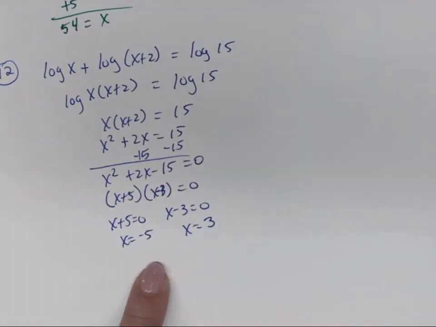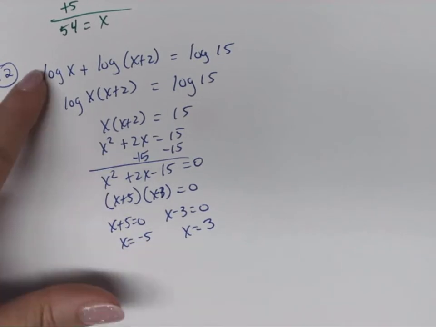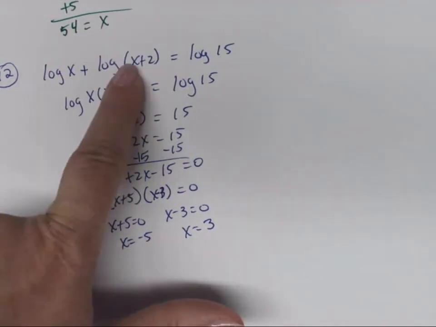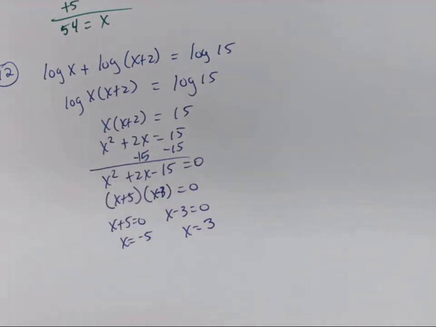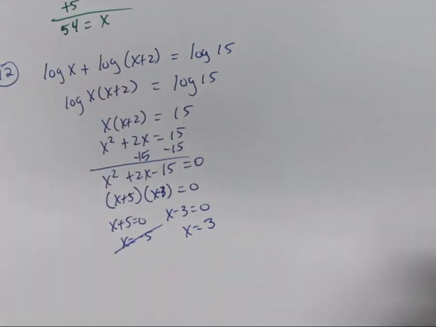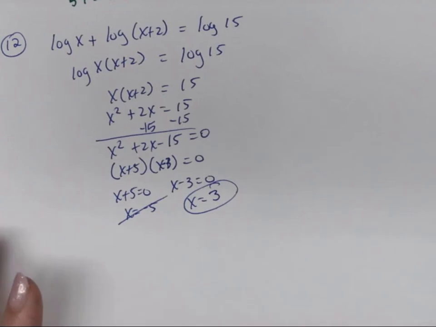Now this is where you have to remember your log rules. You can't take the log of a negative number. If I plug in negative 5, I'm taking the log of a negative here and one here. It only has to happen one time. If it happens at all, you can't use it. So this one doesn't work. If I plug in 3, I'm taking the log of 3 and the log of 5. That one will work. And you have to show me that you canceled out the one that doesn't work, or you're going to lose a point on the exam.